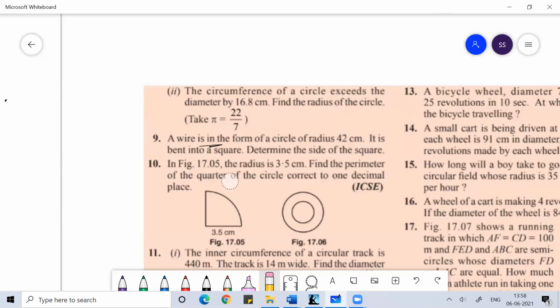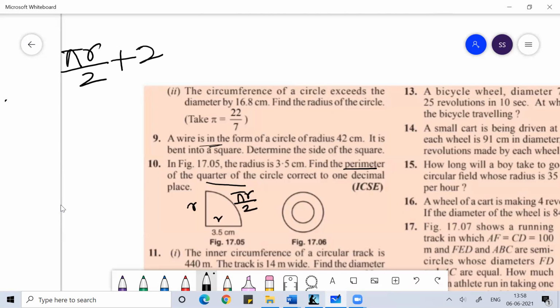What is the formula of quarter of the circle? Circumference, perimeter or circumference of quarter of the circle? Complete is 2 pi r and we divide it by 4 because quarter is 1/4. So I'll take r common: r times (pi by 2 plus 2).